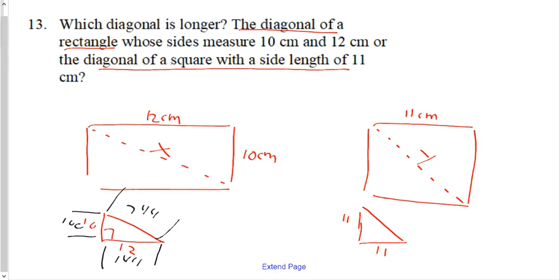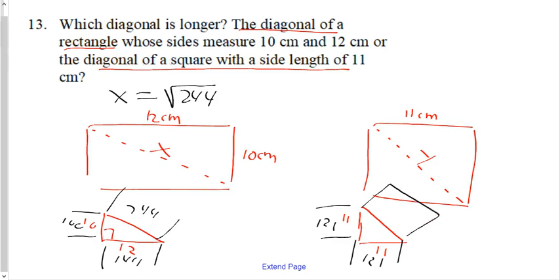And what would the length of x be exactly? Not approximately, but exactly. X would be exactly the square root of 244. Agreed? I don't know what it is, but it's a number. Sure. This one would be 121 and 121, and this area would be 242, the length of which would be the square root of 242.